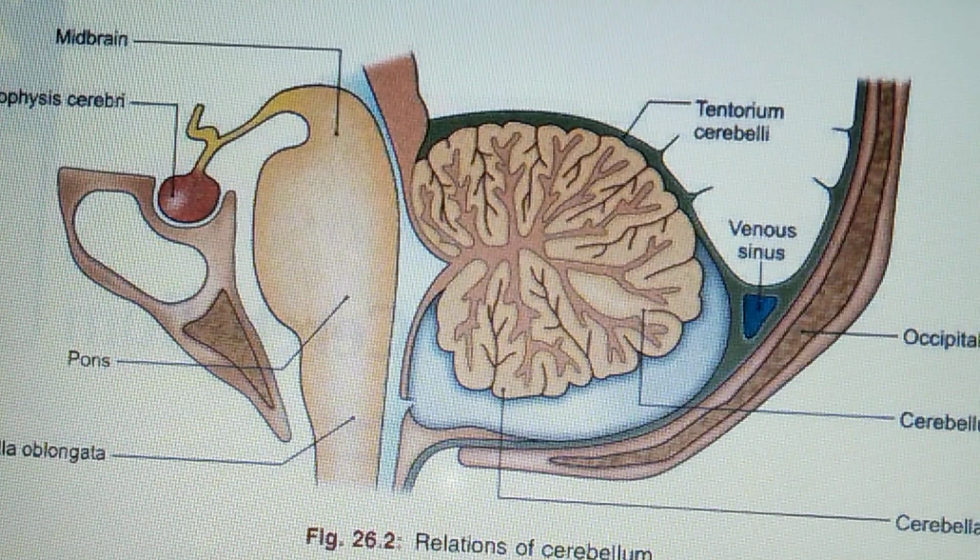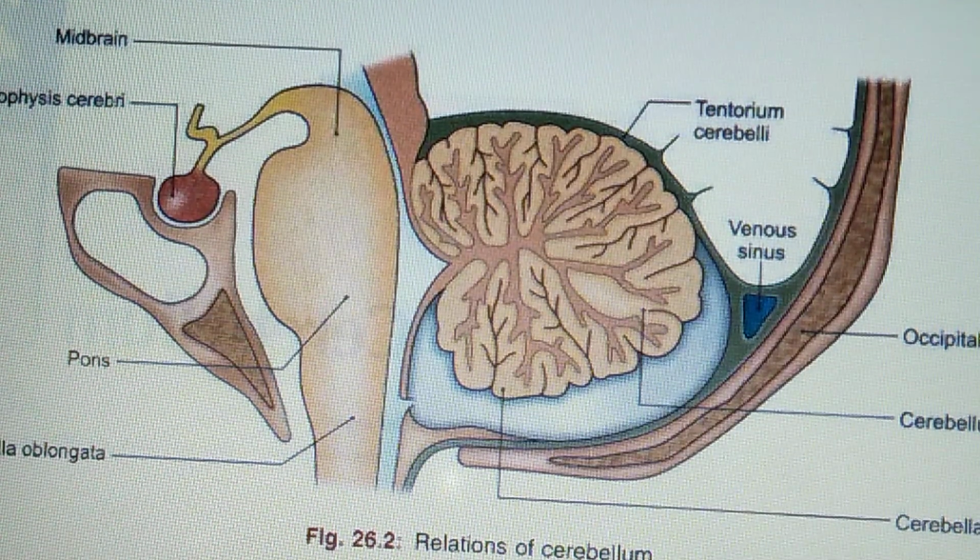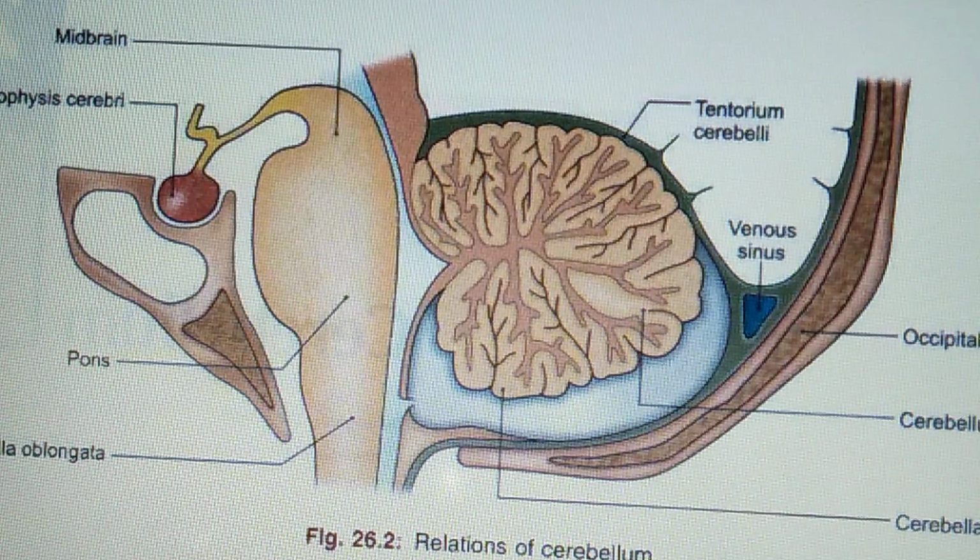The cerebellum, also called the small brain, though small in size, serves very important functions like maintaining tone, posture and equilibrium of the body. It controls the same side of the body directly or indirectly.